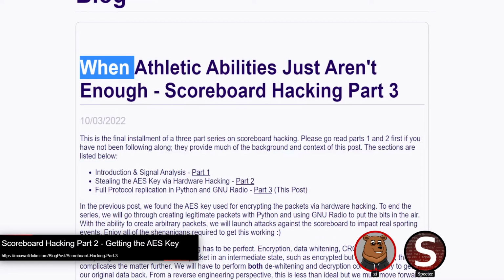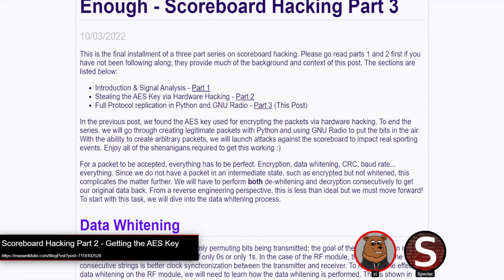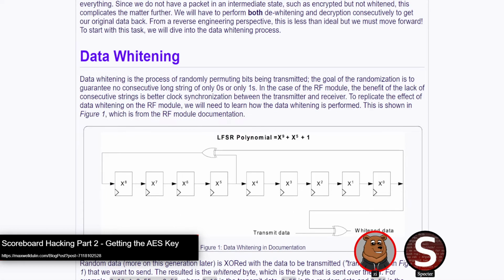up here. So after this, he goes through and on the first post, he gets the AES key, but they're still needing, and he has the packet format, but some of the data isn't quite right, and that's where he kind of gets into data whitening. Basically the whitening process there is just so the application isn't sending a long string of zeros or ones. It'll do this whitening, which is basically XORing it with some random data in order to randomize the data so that it appears nicely.